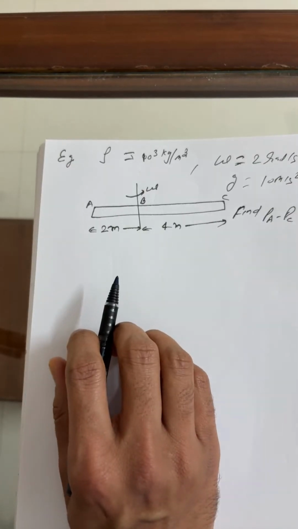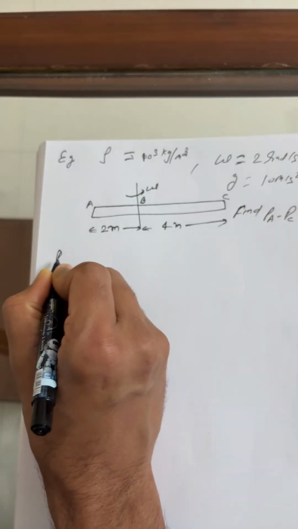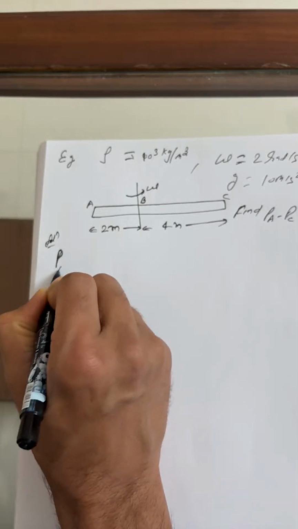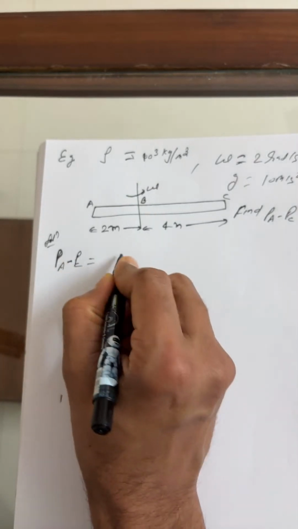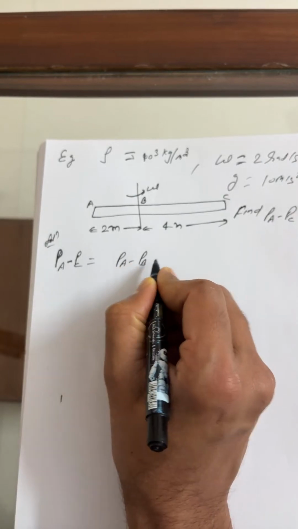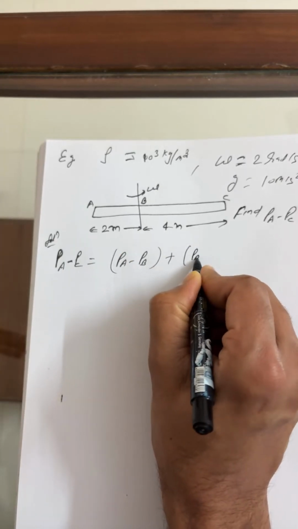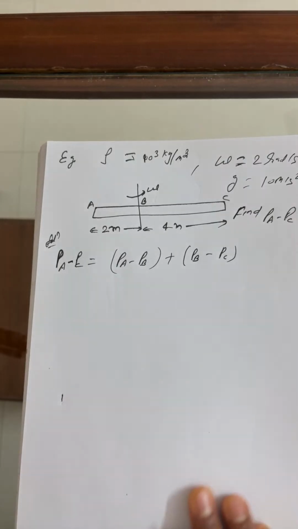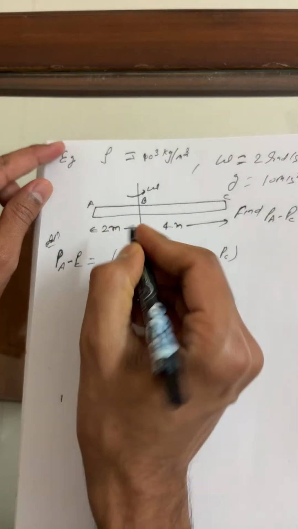So what can I write? We wish to find the pressure at A in the solution. Pressure at A minus pressure at C. I can write pressure at A minus pressure at B, plus pressure at B minus pressure at C. Finally, I can say from here to here.